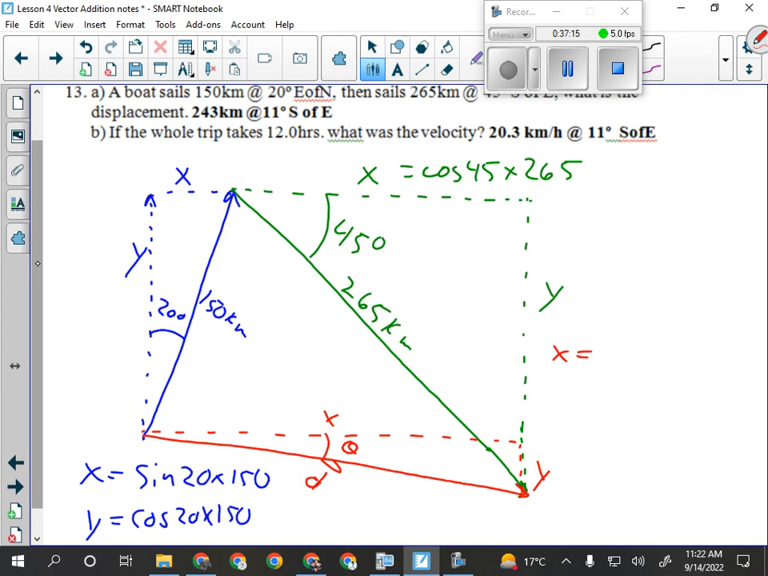Now that I have that displacement, I can do part B. Part B is just v equals d over t. So it's simply taking your 243 at 11 degrees south of east and dividing it by 12 hours. Then you'll get your 20.3 kilometers per hour along the same vector, 11 degrees south of east.